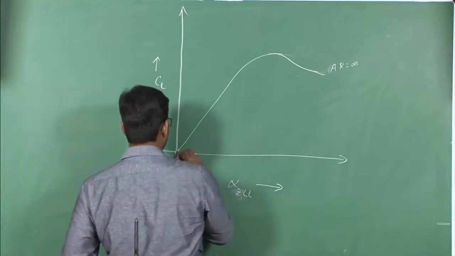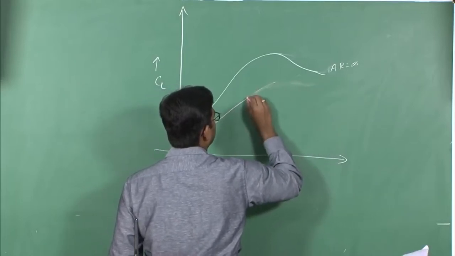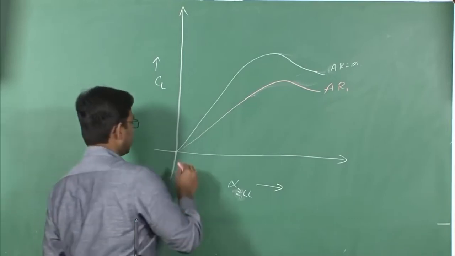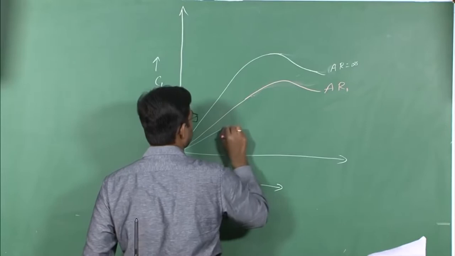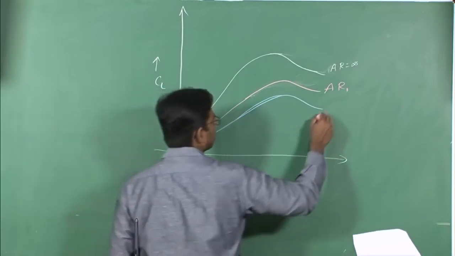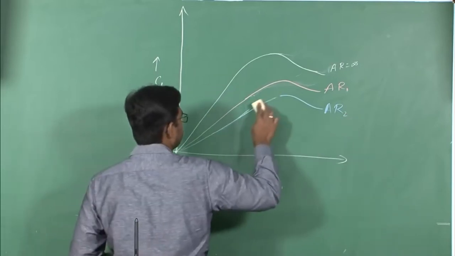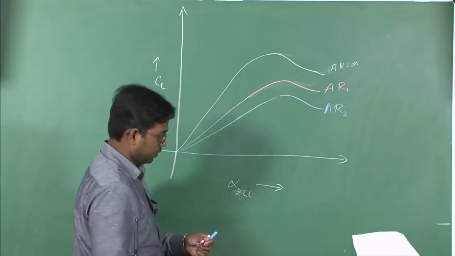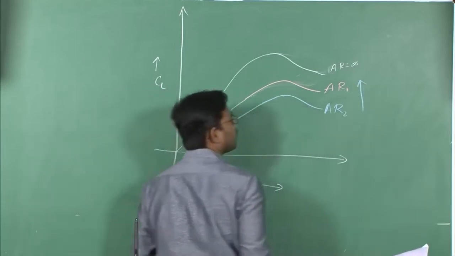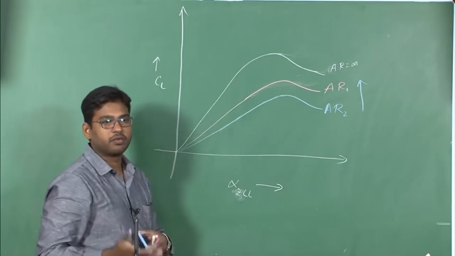Now, let us say this is for a finite aspect ratio wing, which is AR1. This represents the CL alpha curve for a wing with aspect ratio AR2, right. Now, say this is your increasing order of aspect ratio, okay. Now, let us assume we have used the same aerofoil to build a wing, right.